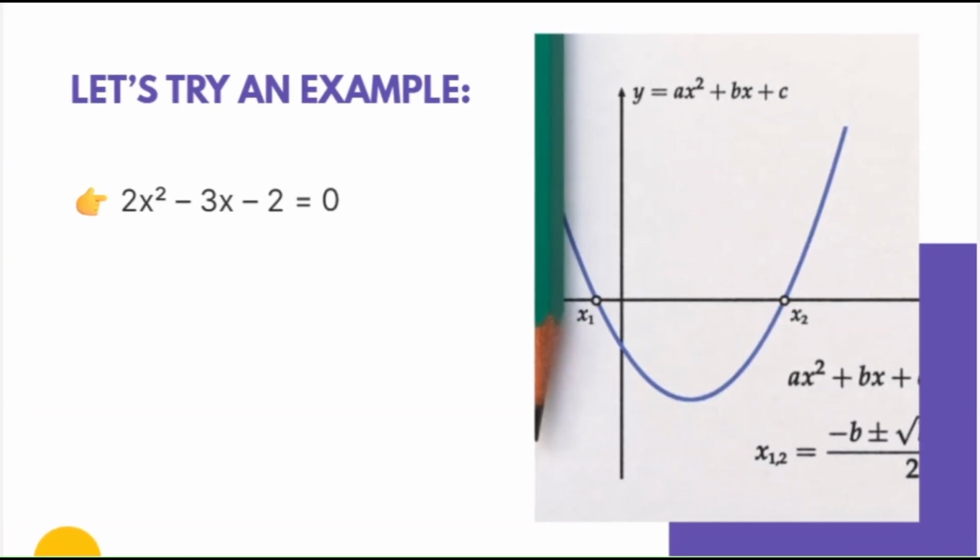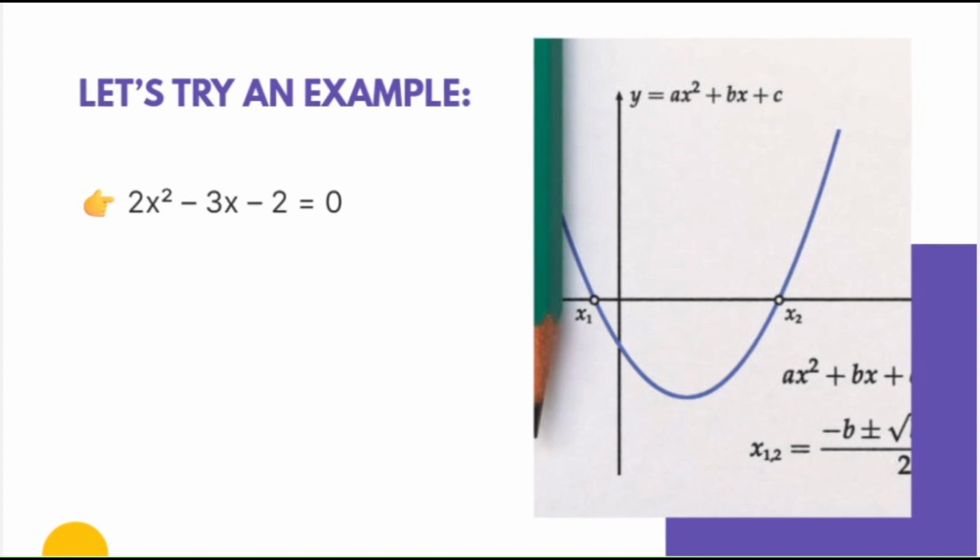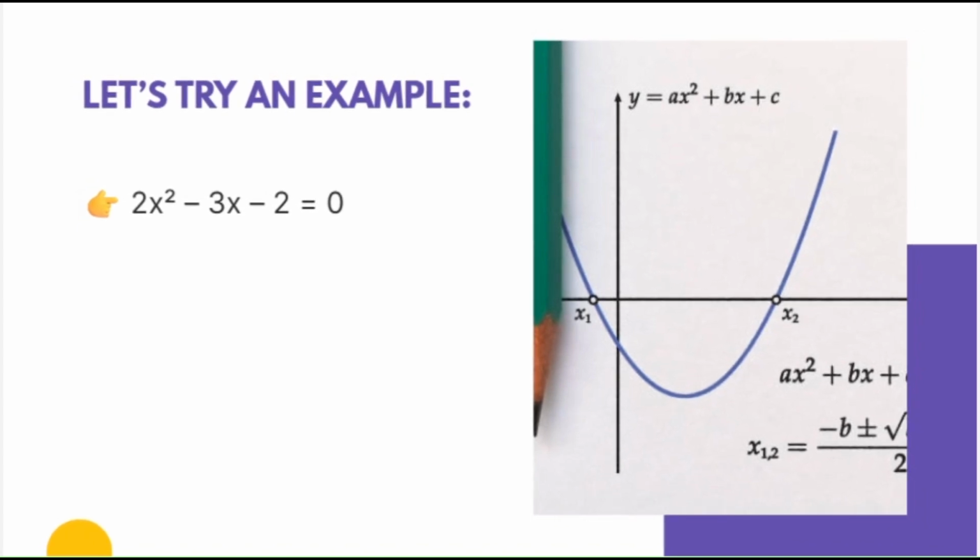Let's try an example. 2x² - 3x - 2 = 0. Here, a equals 2, b equals minus 3, and c equals minus 2.